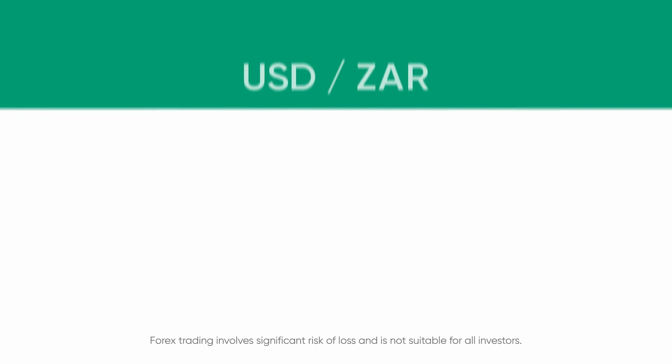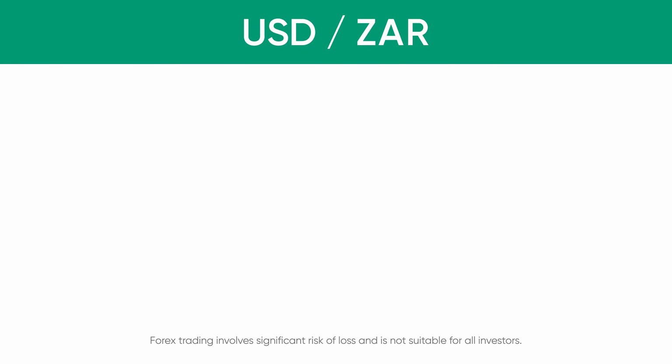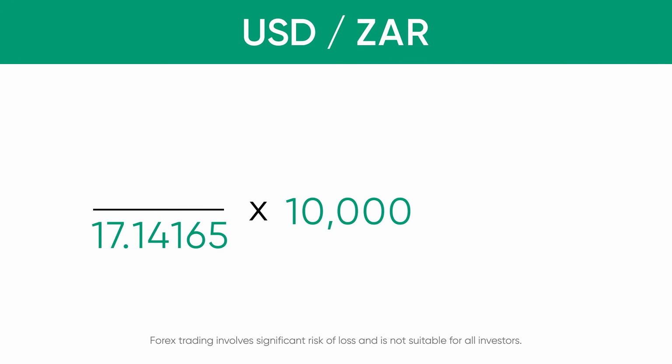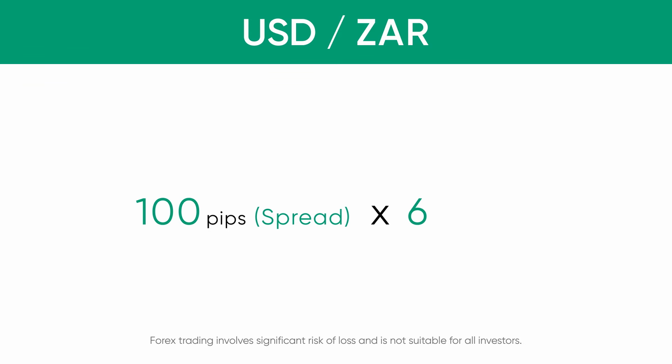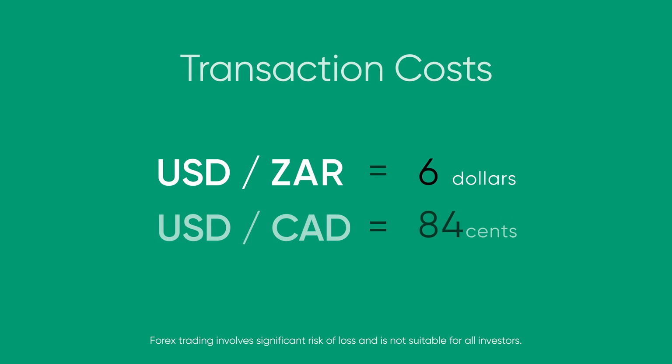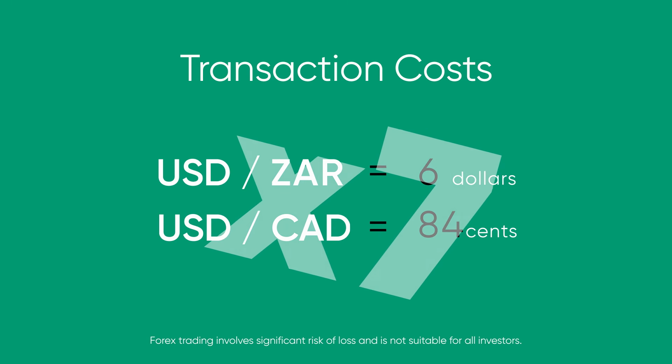How does US dollar South African rand compare? If you were to trade 10,000 units at a rate of 17.14165, each pip would be worth 6 cents. But with a spread of 100 pips, your transaction cost for this trade would be $6. That's more than 7 times the amount of the US dollar Canadian dollar trade.